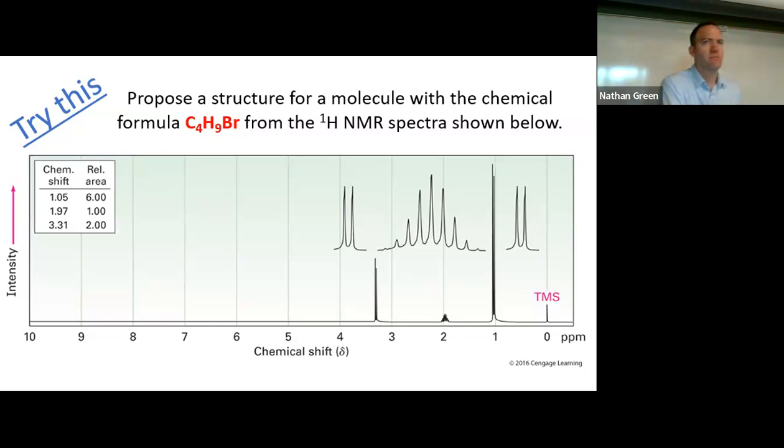Somebody in the classroom, what do you think about the integration? Do we need to multiply anything, or the integration's good? Where are we at with integration? It's good. Why do you say that? They add up to 9.